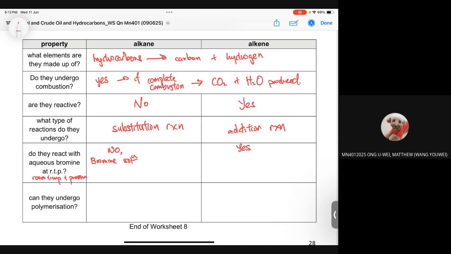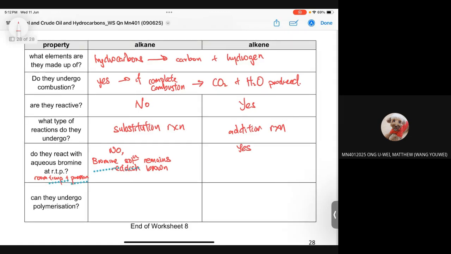What is it? Brown. Add in one word before. Reddish brown, correct. So bromine solution remains reddish brown. Then what happens for alkene? Rehan, tell me what happens to the bromine solution when I react it with alkenes? It will turn from reddish brown to colorless. Okay, turn from reddish brown to colorless. Good.